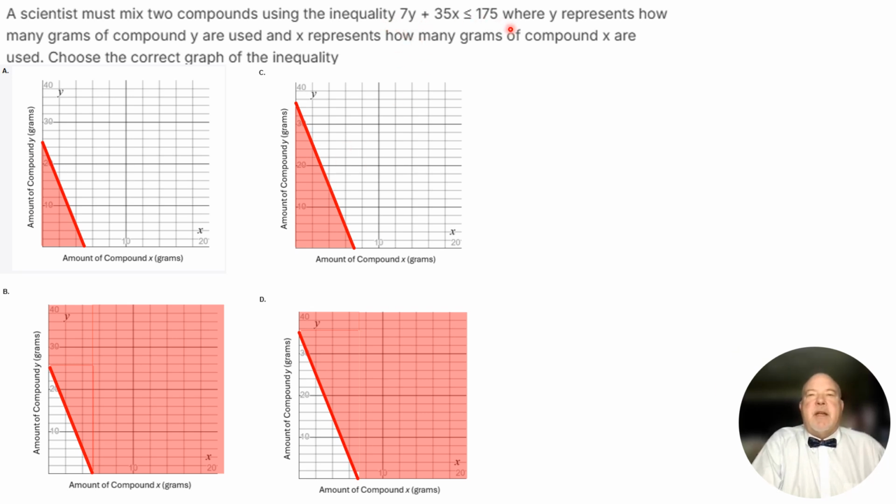Well, when you have something in this form, this is called standard form, the easiest way to graph it is by finding the x and the y intercepts. So let's look at how to do that. So I have the inequality 7y plus 35x is less than or equal to 175. And I want to find the x-intercept and the y-intercept. So I'll do the y-intercept first, and then we're going to find the x-intercept.